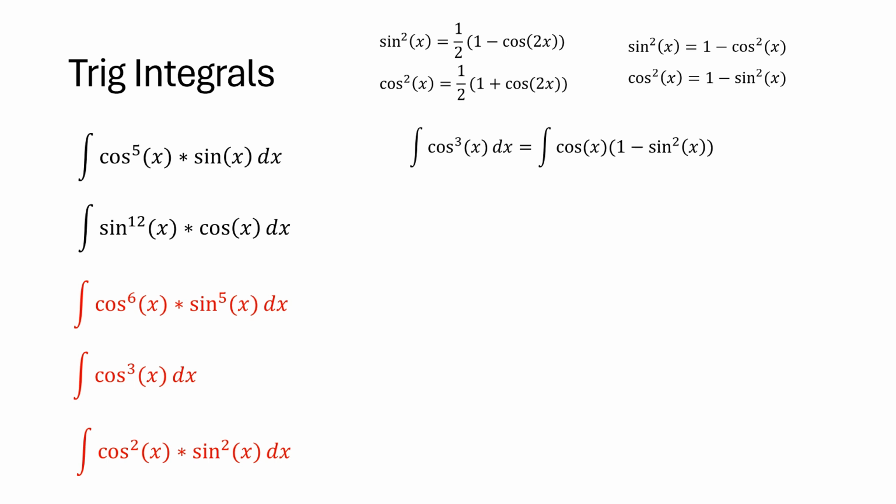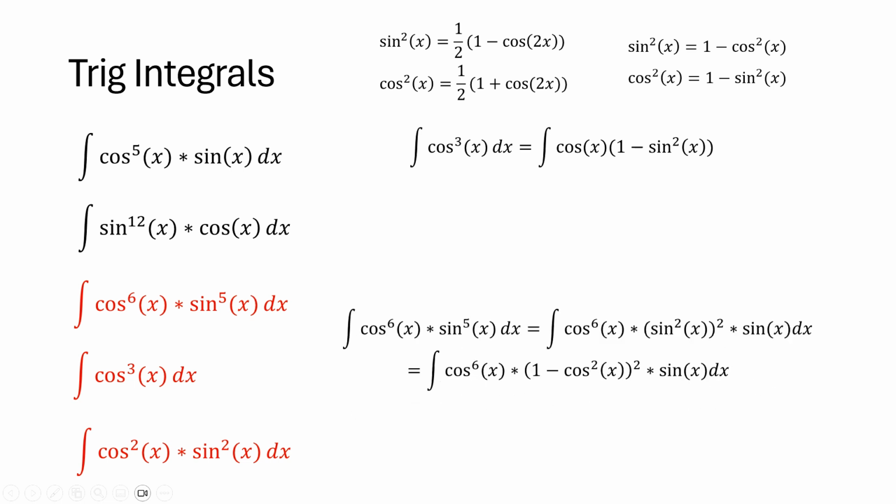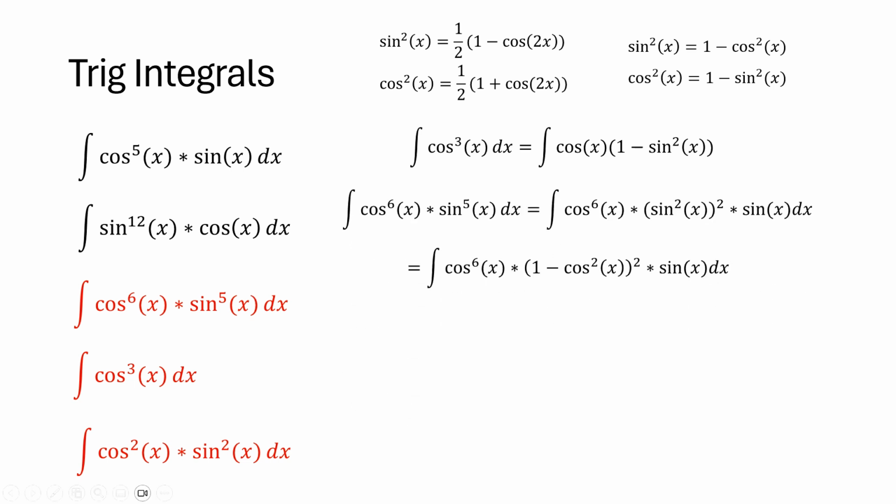For the integral of cosine cubed x, first change it to cosine times 1 minus sine squared x dx. And then you can integrate it easily. For cosine x to the 6th times sine x to the 5th, you reorder sine x to the 5th, like so, and then substitute in 1 minus cosine squared. Then you can use u-substitution after this.